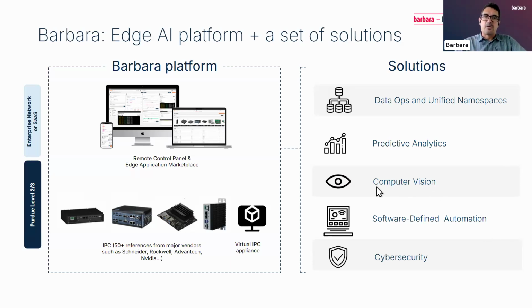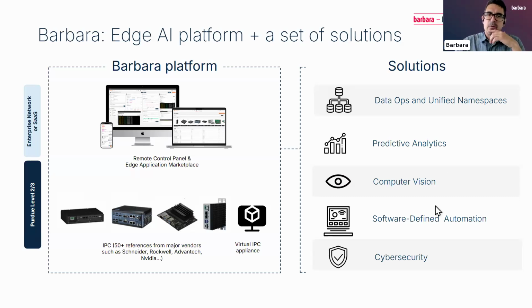Then we have a computer vision solution that is quite general. Depending on the AI model you apply to this computer vision use case, you can get other solutions for different industrial verticals. Then we have also software-defined automation, as a way to automate different tasks using software. And finally, cybersecurity. It is possible to deploy a cybersecurity application in the edge node to convert this edge node into cybersecurity equipment to control the network or whatever.